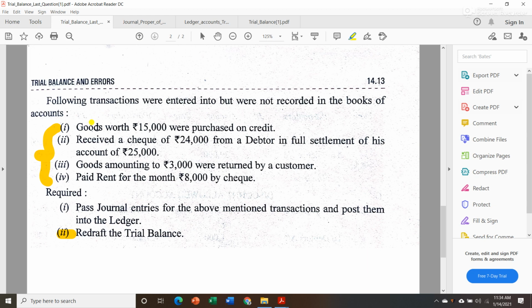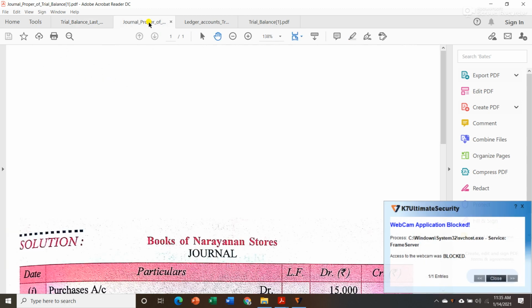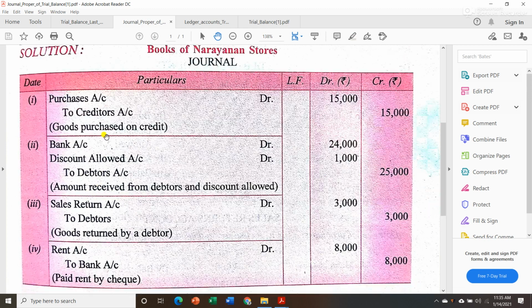The first transaction says that goods worth rupees 15,000 were purchased on credit. That means we purchased some goods on credit, so the journal entry for this will be purchases account debited to creditors account. Since we don't know the creditor's name but we know that he is our creditor, we will just write creditors account, amount is 15,000.